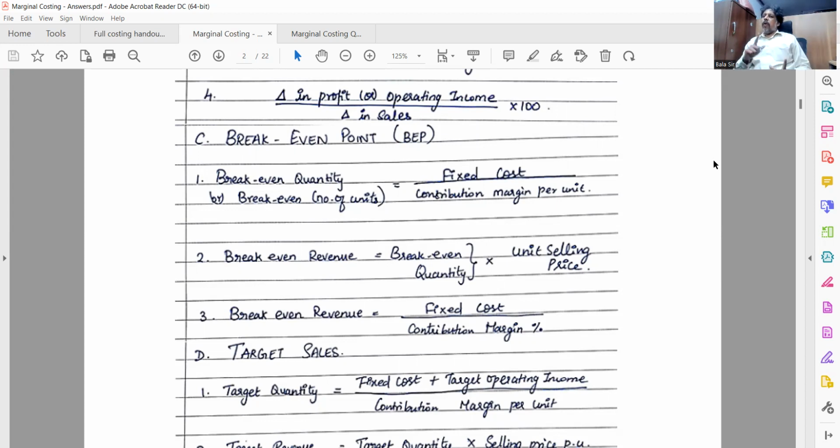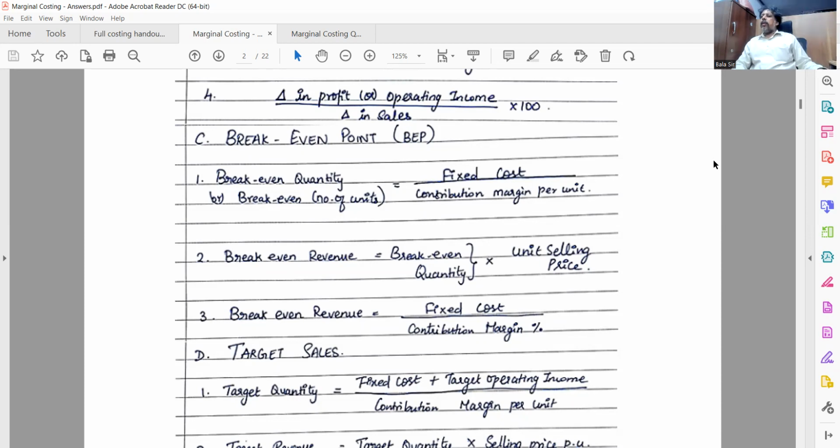So fixed cost by contribution margin percentage. If you want, you can also write it down that way. Remember 40% PV ratio is 0.4, 40 paise. If you want 40 paise contribution, you better sell 1 rupee worth of product. If you want a 20,000 rupees contribution, which is equal to fixed cost, then you have to sell 20,000 divided by 0.4. You have to sell 50,000 rupees worth of goods.